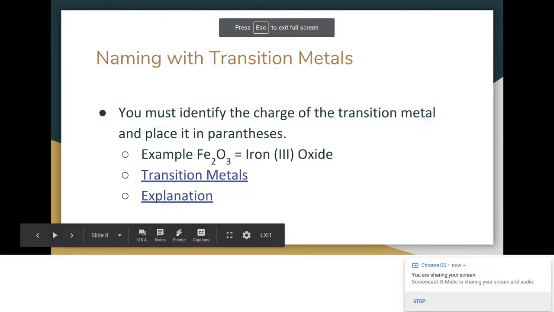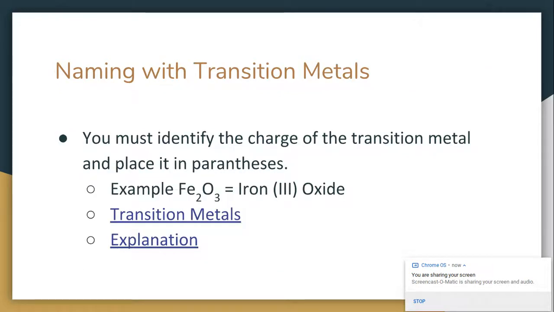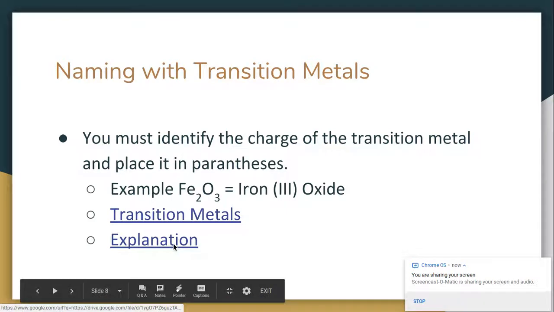But here for this one, we have iron 3 oxide. We have iron, Fe2O3 is iron 3 oxide. That 3 in the parentheses there represents the charge of iron. So how do you figure out the charge of iron?